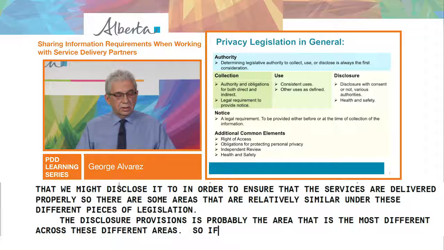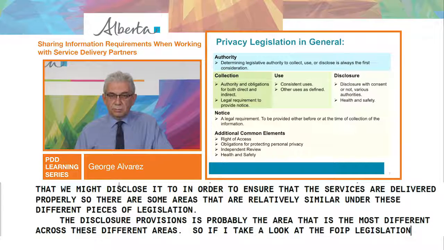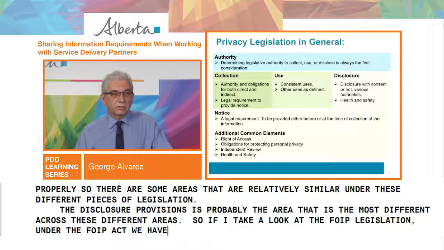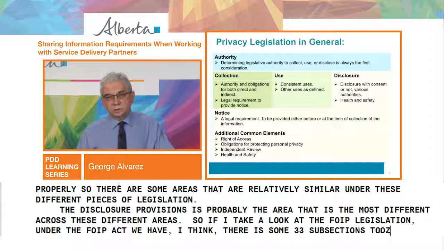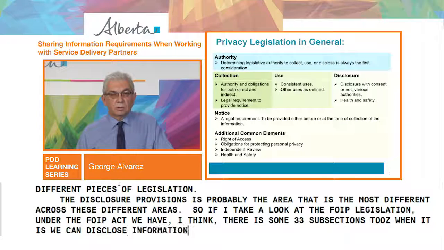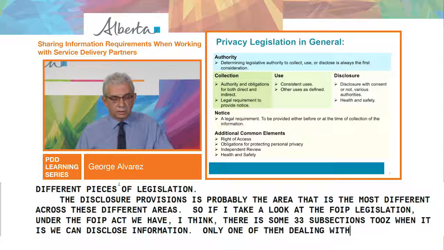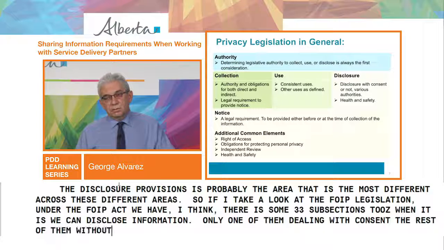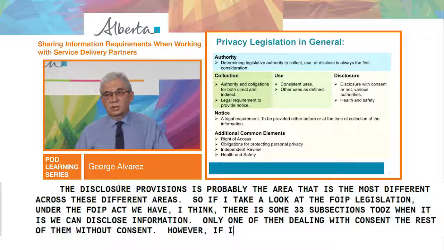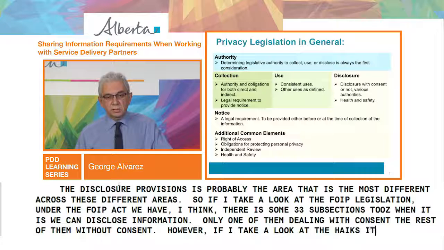If I take a look at the FOIP legislation, under the FOIP Act, I think there are some 33 subsections as to when we can disclose information. Only one of them deals with consent, the rest of them without consent. However, if I take a look at the Health Information Act, it has different provisions. It's a much narrower focus.